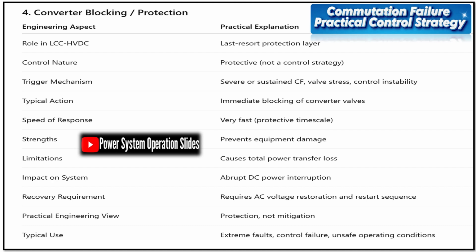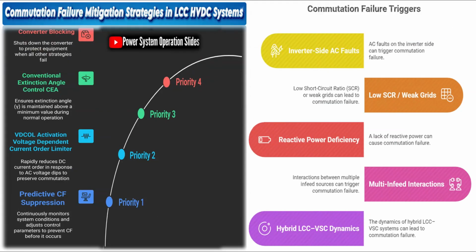For system operators working with HVDC facilities, several practical recommendations emerge from the technical understanding of commutation failure. First, continuous monitoring of extinction angle and AC voltage conditions at inverter stations is essential for early detection of potential CF conditions.